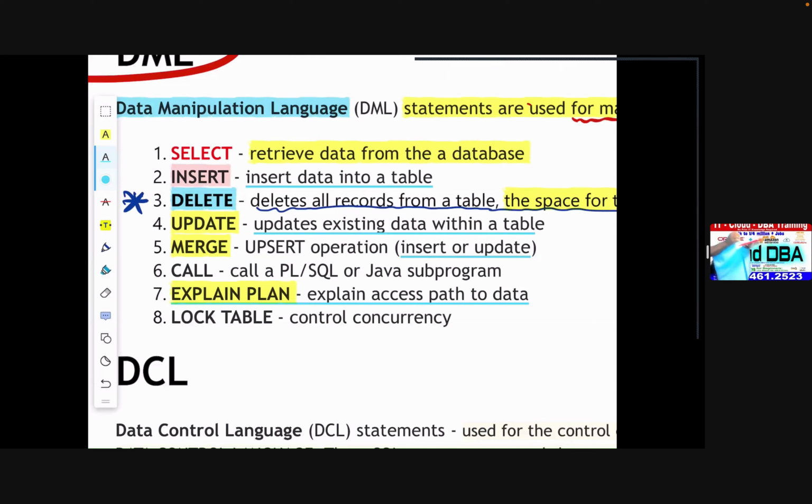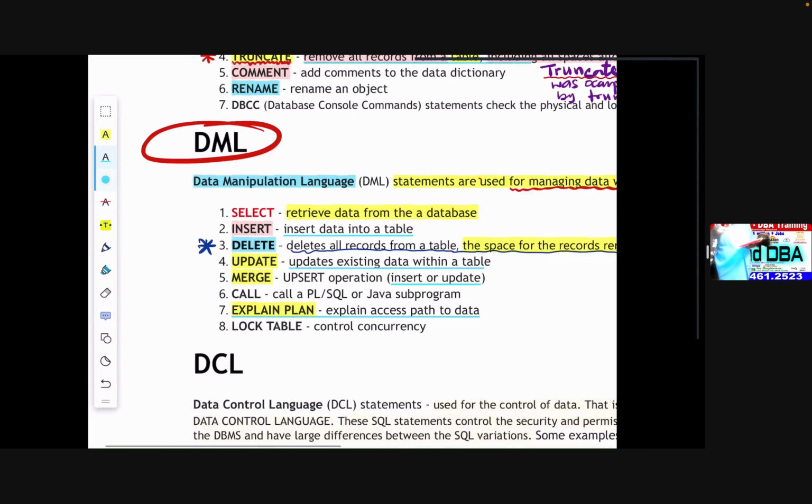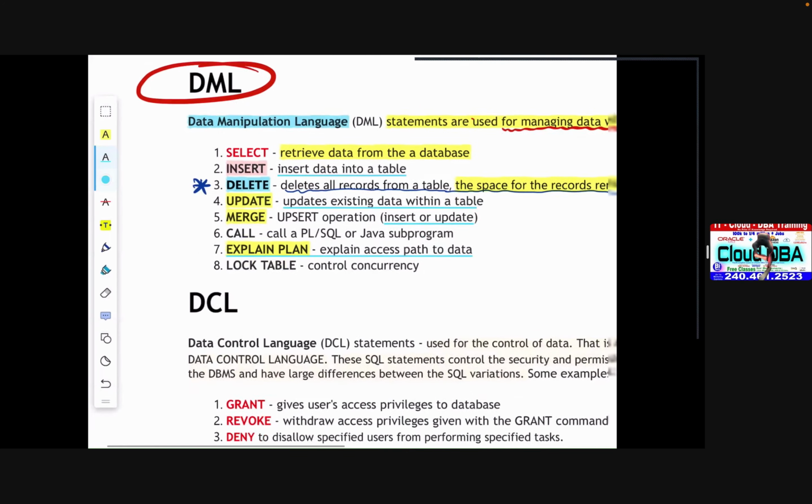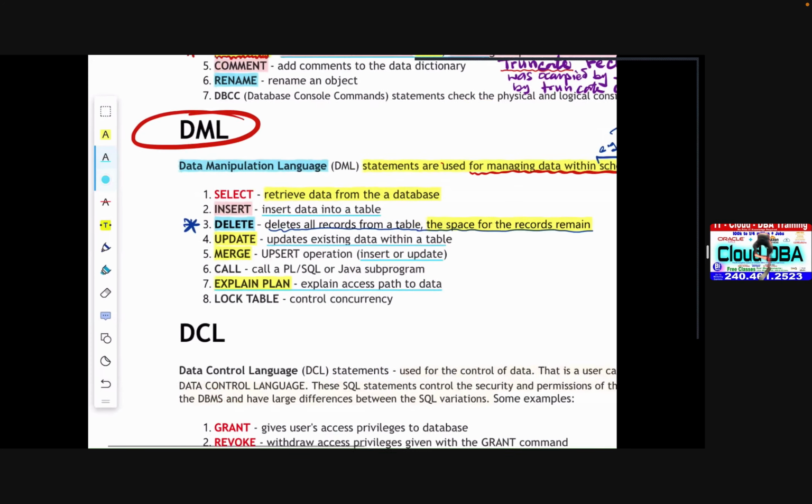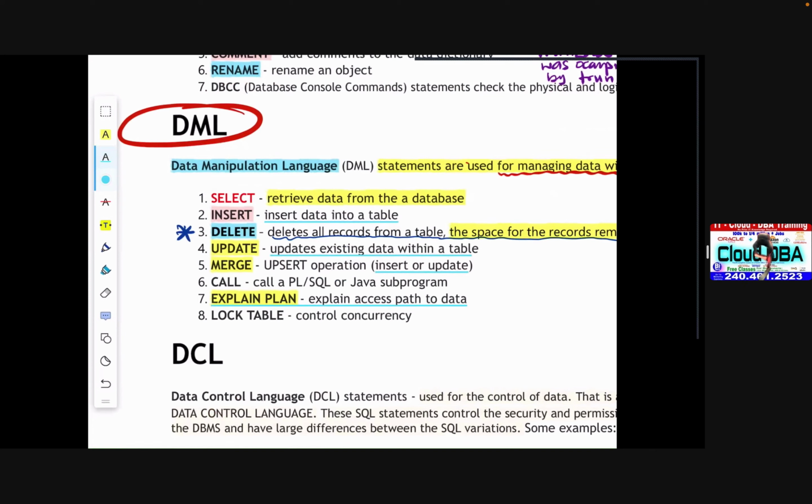Then there is lock table, control concurrency. That is not a big deal. It's still one of the DML commands, but we, as DBAs, will never be locking any tables, nor would they ask us. But if somebody locks them, they may want to see who. So guys, if you watch here, these are all DML commands.